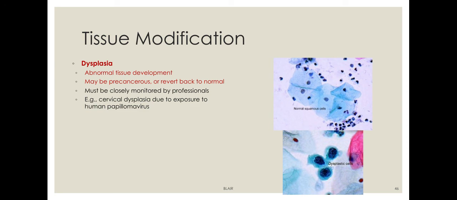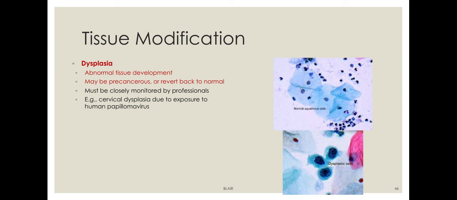You can also have a dysplasia. This is where we're getting into abnormal tissue development. It could be precancerous. So if you've ever had a test and they say precancerous, they've probably found this dysplasia. And it can revert back to normal. Of course, this is something that you want to continue monitoring by medical professionals.